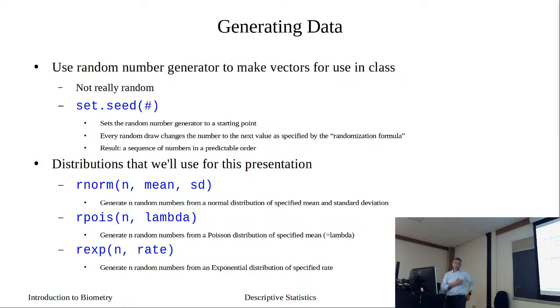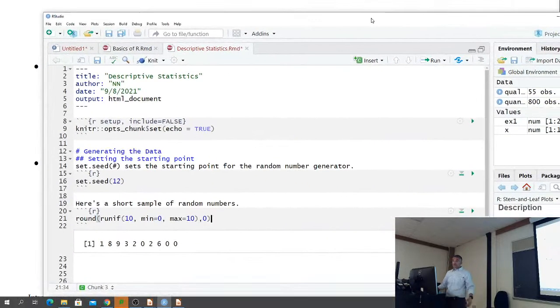All right, the distributions that we're going to use are the normal distribution, Poisson distribution, and the exponential distribution. On this one, I used the uniform distribution, so every number had the same probability of being drawn. A number between 0 and 10 actually goes to, I don't know, 16 decimal places. I rounded it just so we can get whole numbers. But a uniform distribution is what I used here.